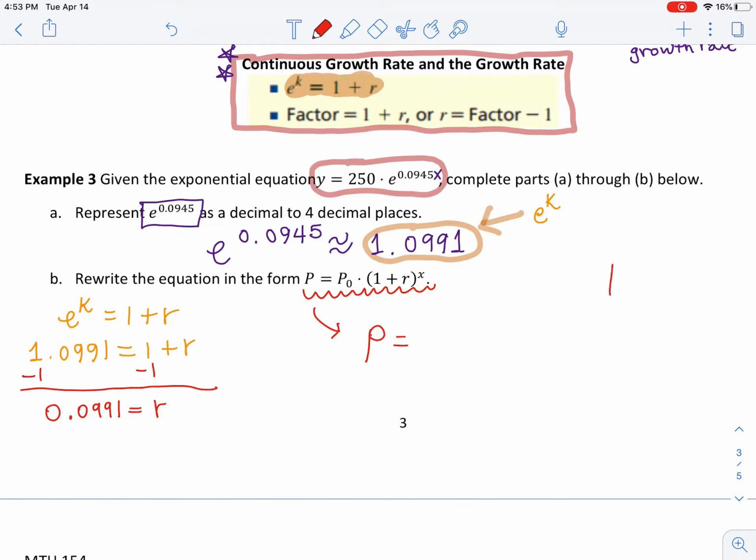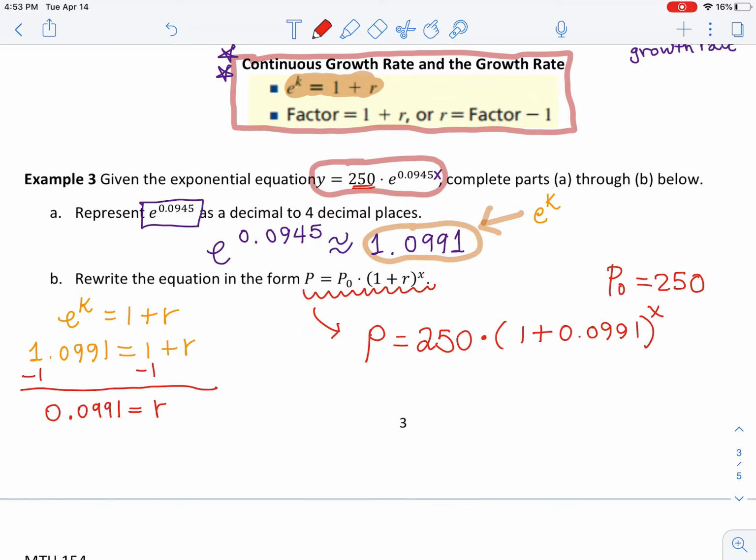Now, we got the rate, and I needed to find the rate if I want to transform this exponential equation into a slightly different form. So let's write it. P equals, now, what is P naught? Can you tell me what the initial value is? We know that it is 250, right? So P naught is 250 times 1 plus r. I need to find the r. We just found it over here. r is 0.0991, and we're going to raise that to the x power. So that's how you transform it.